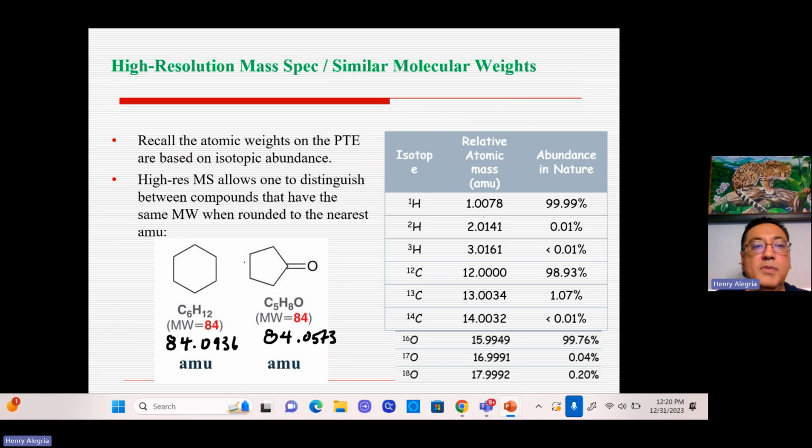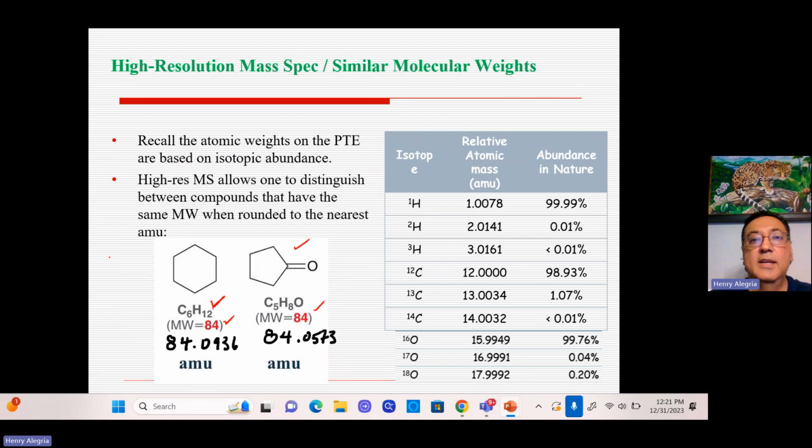Here is where we see this at play. If I look at these two molecules, the one on the left has 6 carbons and 12 hydrogen. So we would say 6 times 12 for the carbons is 72, 12 times 1 for the hydrogen would be 12, 72 plus 12 is 84. The molecule on the right here has a formula C5H8O. So 5 carbons would be 5 times 12, which is 60. Each hydrogen would be 1, 8 times 1 is 8, 60 plus 8 is 68, and the oxygen would be 16, so therefore that would give us 84. So how would a mass spectrometer allow us to tell the difference between these two, to distinguish between them? Well, the way we would do this is a high-resolution mass spectrometer would look at the masses, the relative atomic masses, up to 4 decimal places.